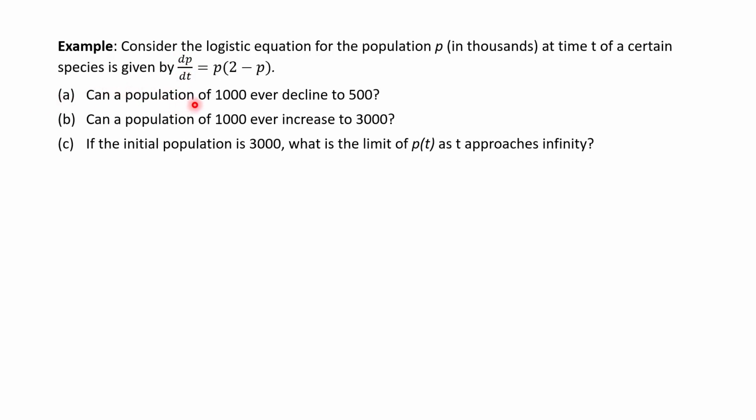We want to answer a few questions. Can a population of 1,000 ever decline to 500? Can the population of 1,000 ever increase to 3,000? And if the initial population is 3,000, what's the limit of the population function as t approaches infinity? So we have a differential equation. We don't have the explicit solution, but we're going to see how this would behave.